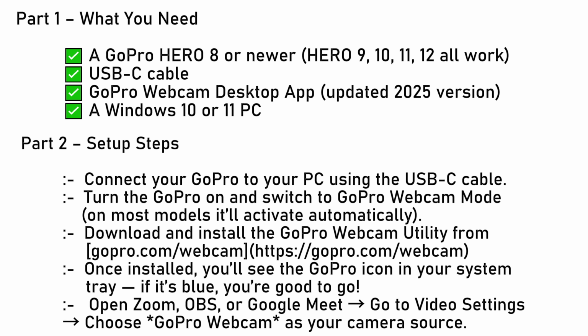Part 2, setup steps. Number 1, connect your GoPro to your PC using the USB-C cable. Number 2, turn the GoPro on and switch to GoPro webcam mode. On most models, it will activate automatically. Step 3, download and install the GoPro webcam utility from GoPro.com/webcam. Number 4, once installed, you will see the GoPro icon in your system tray. If it's blue, you're good to go.